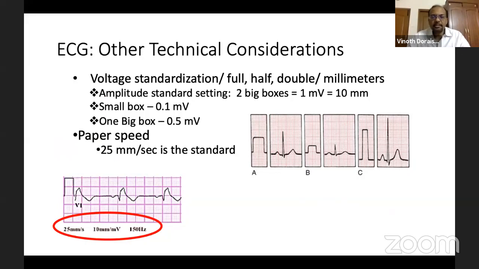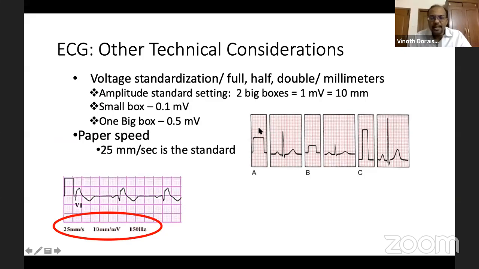So, the technical constitution of the ECG. When we're reading the ECG, there are certain numbers that you will see, either at the bottom or the top of the ECG. This is the speed, 25 millimeters per second, and this is the standardization, that is, 10 millimeters is equal to how many millivolts. Then you will see a frequency, that is, how many of the ECG cycles are sampled per second. It's usually around 150 hertz.